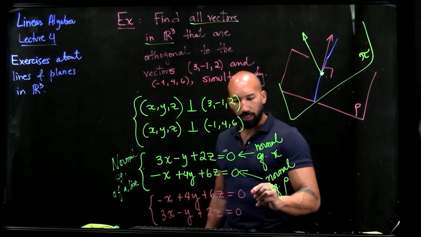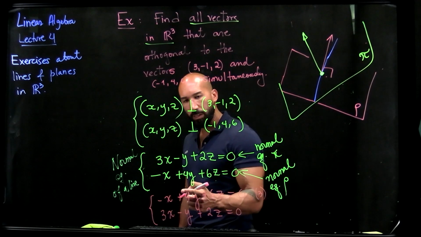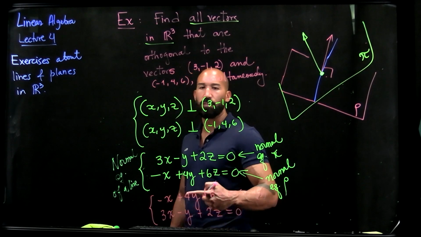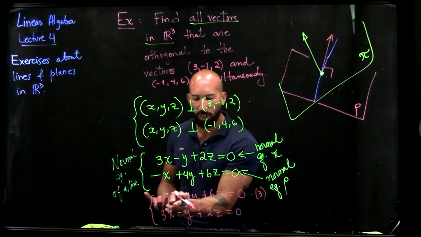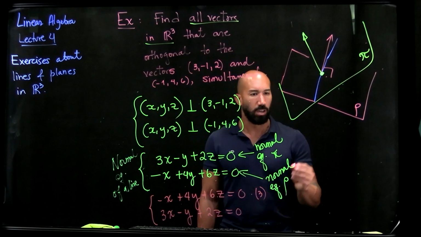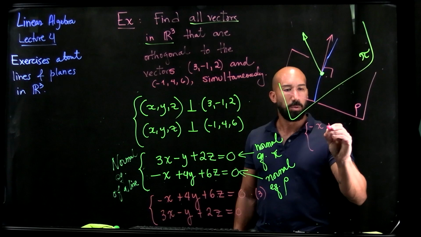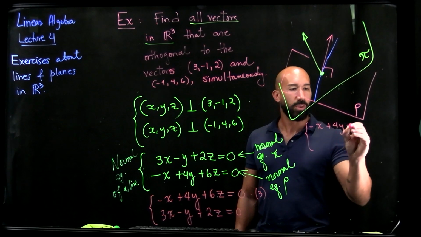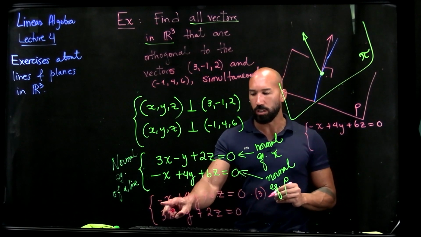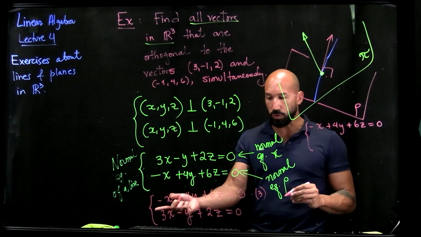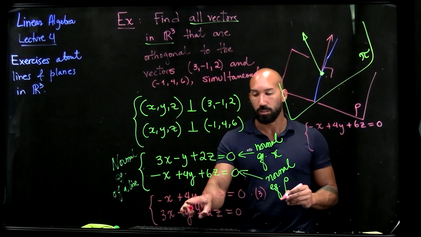And now I will multiply the first equation by 3, and I will add the first equation multiplied by 3 to the second equation just to modify this equation, just to get rid of this first term here. And I will obtain the system. So I will keep the first equation, minus x plus 4y plus 6z equals to 0. And now 3 times negative 1 plus 3 is 0x. Okay. 3 times 4 is 12.